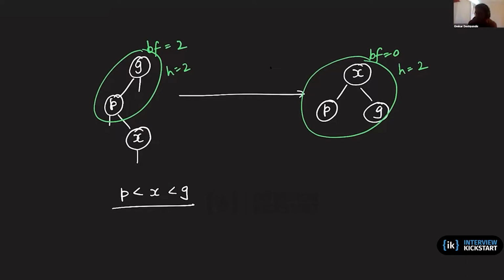Now this also could be implemented as, first we do a rotation like that, which will bring us to this state where X rises up and pushes P down on that side. And then a second rotation where X rises up and pushes G down.